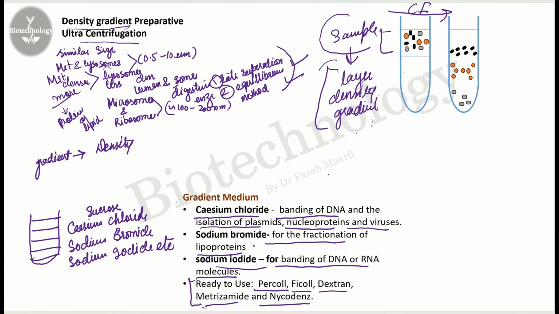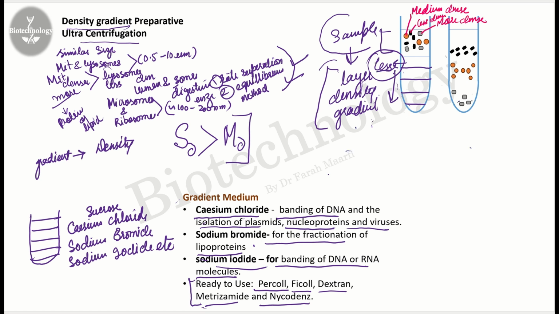Before moving forward, we should keep two things in mind. The first one is that the density of the medium is not the same. At the top of the medium, the density is less, and when you move towards the bottom of the tube, the density increases. The second thing is that we should choose a gradient medium that has density lesser than that of the sample. That means the density of the sample should be greater than the density of the medium.